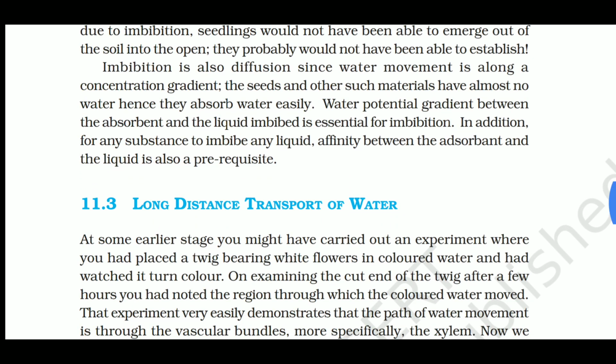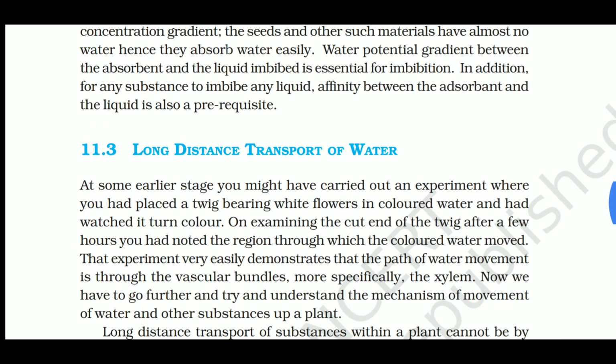Absorbing the liquid by the solid elements, we call it imbibition. For example, the seed is a solid element which has a low water concentration. Similarly, wood is also mostly composed of solid. So, absorption of water by these elements, we call it imbibition.